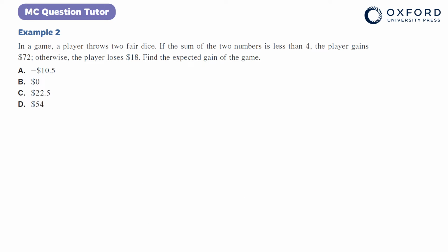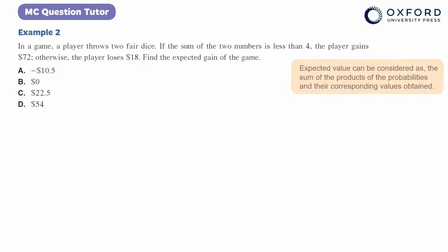In MC Question Tutor, we will talk about a question about expected value. An expected value can be considered as the sum of the products of the probabilities and their corresponding values obtained. The question is, in a game, a player throws 2 fair dice. If the sum of the 2 numbers is less than 4, the player gains $72. Otherwise, the player loses $18. Find the expected gain of the game.